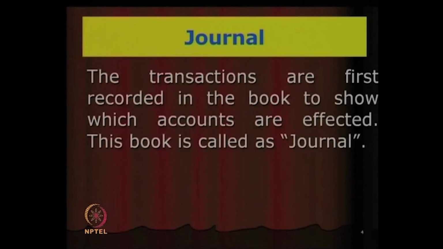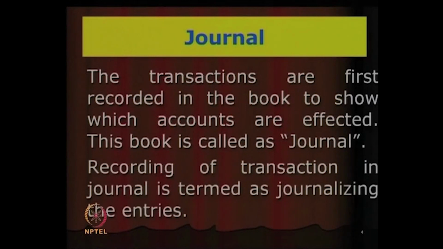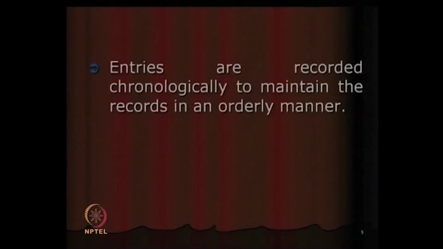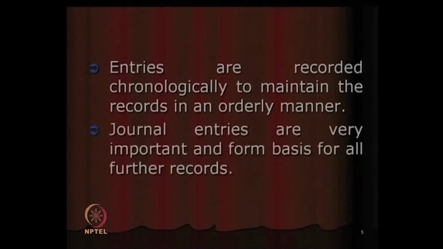Now journal. The transactions are first recorded in the book known as journal to show which accounts are affected. Recording of transactions in the journal is termed as journalizing the transactions. Entries are recorded chronologically to maintain the records in an orderly manner, and journal entries are very important because they form basis of all further records.